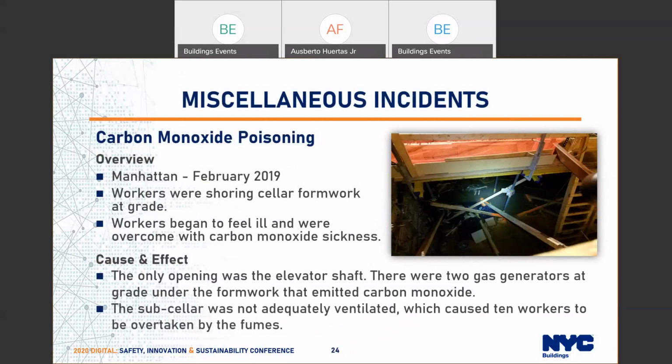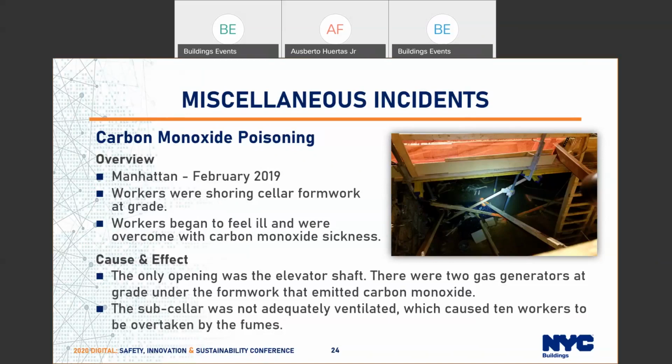This incident happened in Manhattan in February of 2019. Workers had completed the formwork and approximately 50% of the top steel was installed, with a pour scheduled for the next day and another pour in 2 days. Workers set up the 2 generators for lights and equipment below grade level. The poorly ventilated areas allowed fumes and carbon monoxide from the generators to accumulate to hazardous levels.